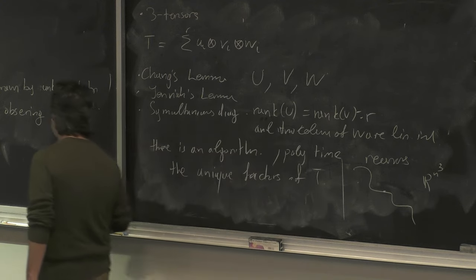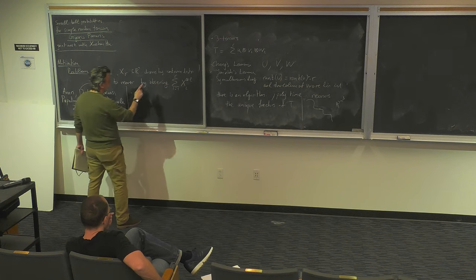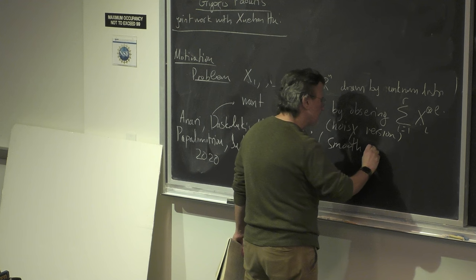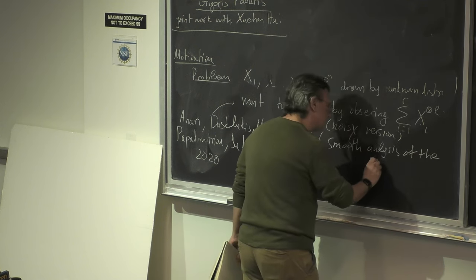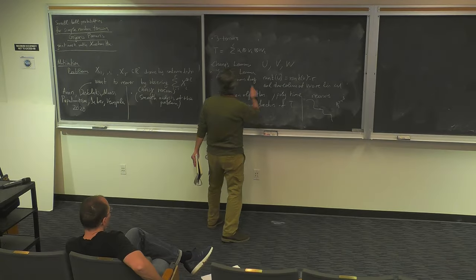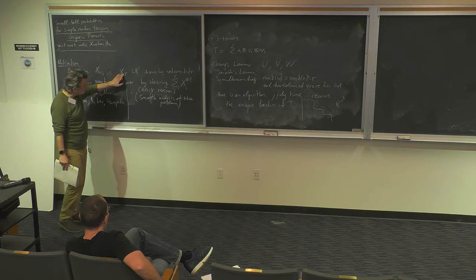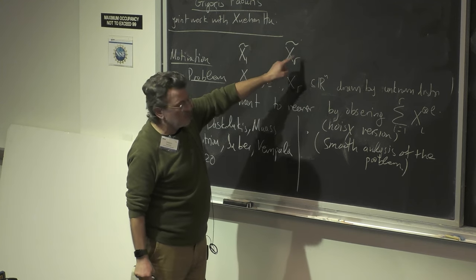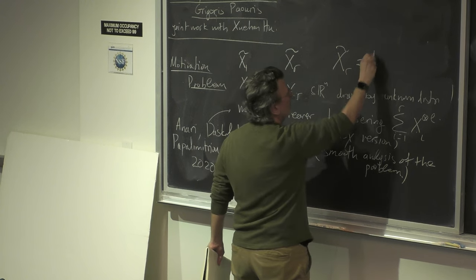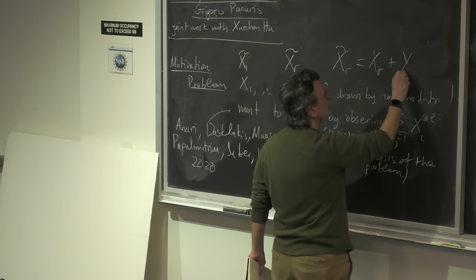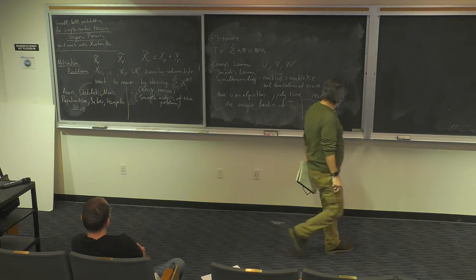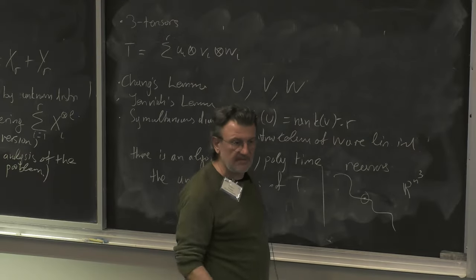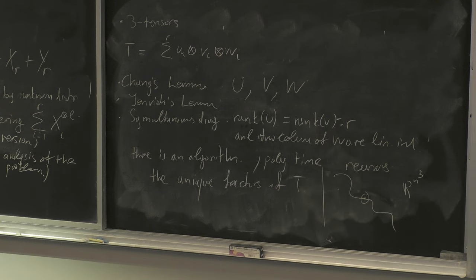So what is the point? The point is that instead of working with this one, we will work with a noisy version, or if you want, the smooth analysis of the problem. So what is that? Instead of having X1, ..., XR, let's say that I have X1 tilde, ..., XR tilde, which are XR plus some random variable, let's call it YR. So I have some random noise. Then everything is fuzzy, so even if I am here, there will be some probability that I will go away.